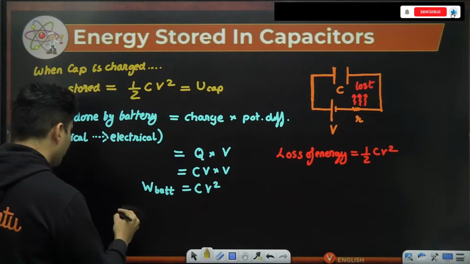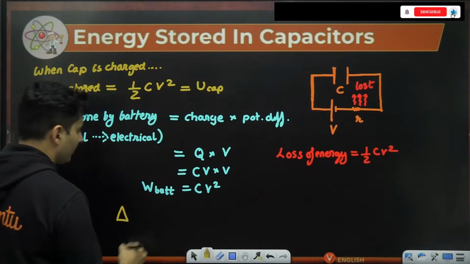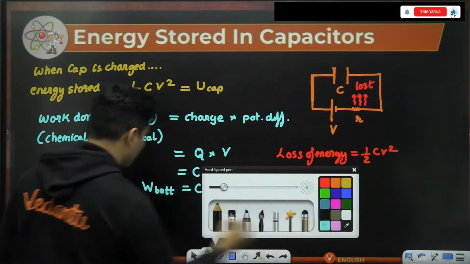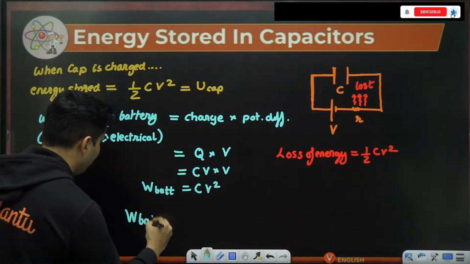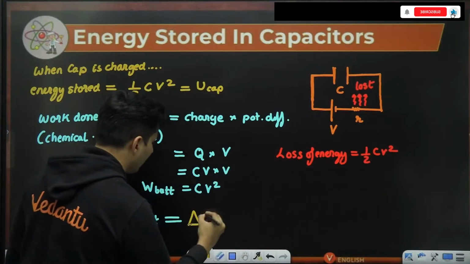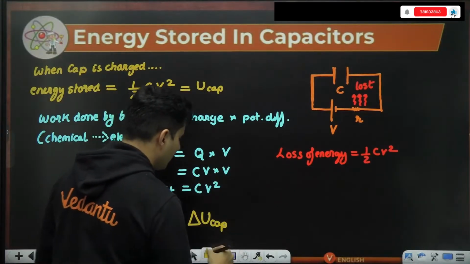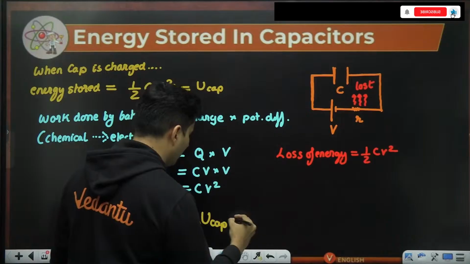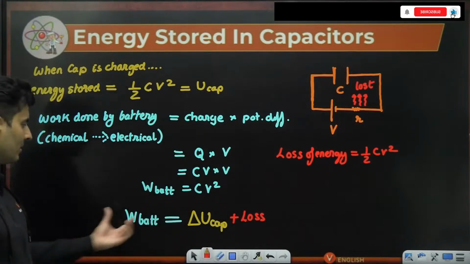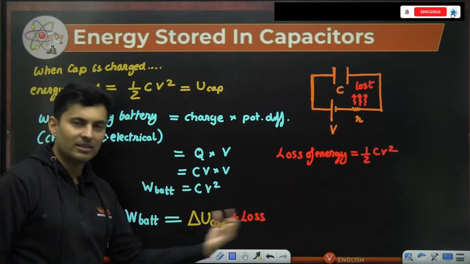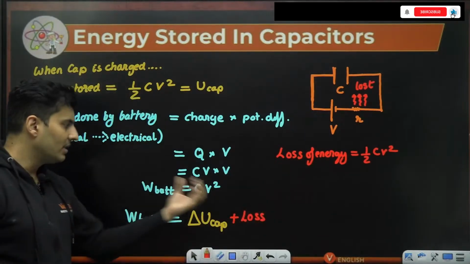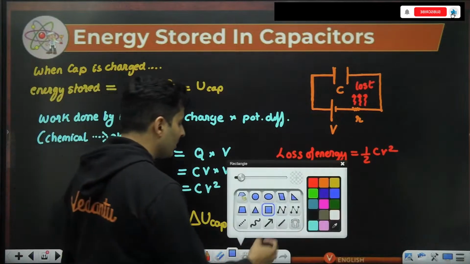Like I can say that the change in the energy of the capacitor, or I can put it over here first, the work done by the battery is however much the energy changed in that capacitor plus whatever amount of loss was there. So this was CV square, this was half CV square, this was also half CV square. Half CV square plus half CV square will become CV square. So this is how the equation is.